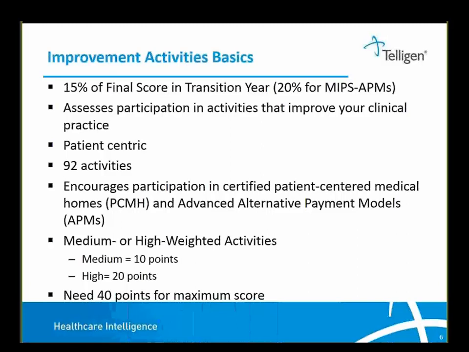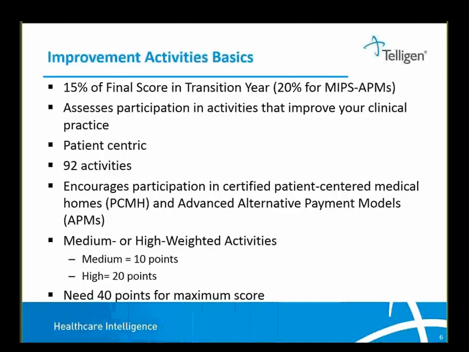If you are in a certified patient-centered medical home or advanced alternative payment model, you're in a good place, and we'll describe why in a second. All of the improvement activities are weighted, either medium or high weight, depending on the level of difficulty or maybe the level of importance. So if you were to complete a medium-weighted activity, it is worth 10 points. If it is a high-weighted activity, you will score 20 points.